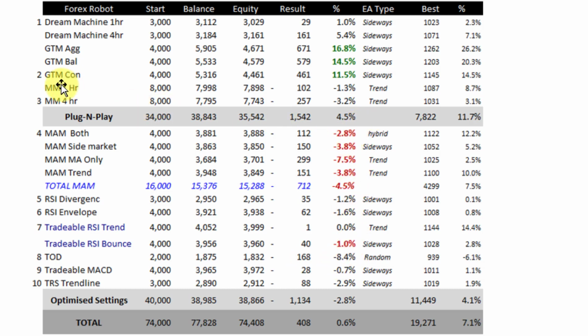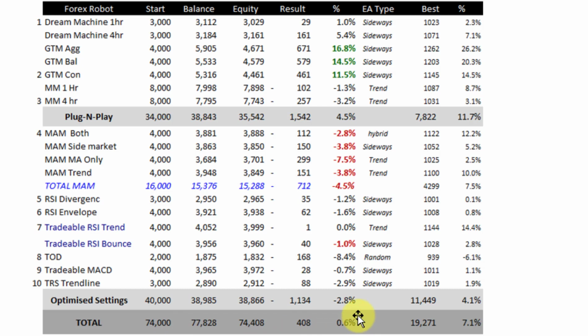So if you look at the overall results here, you can see the plug and play versions are nicely positive, and the optimized settings are providing a small loss, a risk controlled loss again, because we're not trading aggressive lot sizing. So overall, taking all of these 74 accounts into account, we are making a small profit.